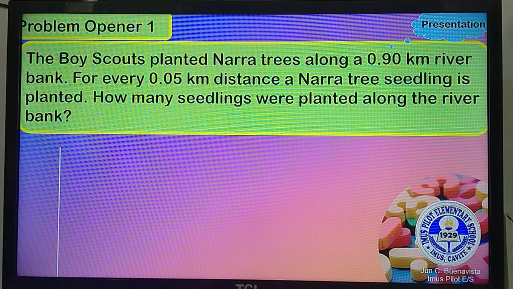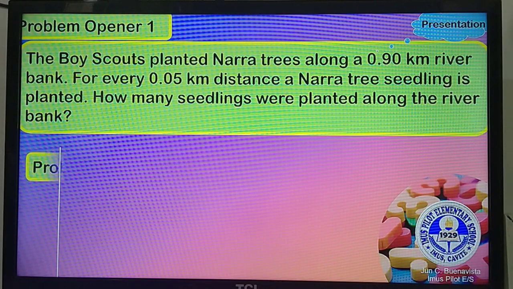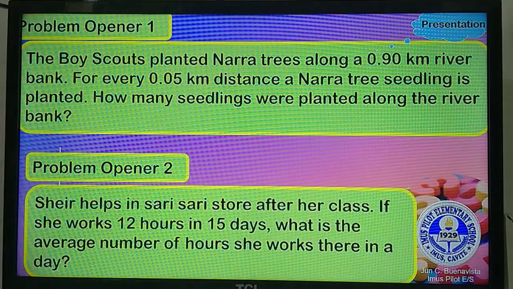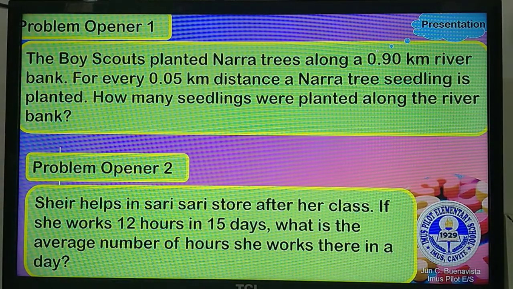Now, if you were a member of the Boy Scouts, will you do the same? Of course, you're going to do the same. You're going to have a tree planting. So, tree planting helps our environment to balance our ecosystem.